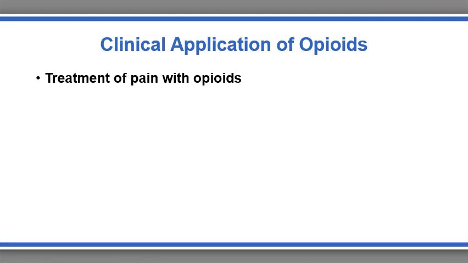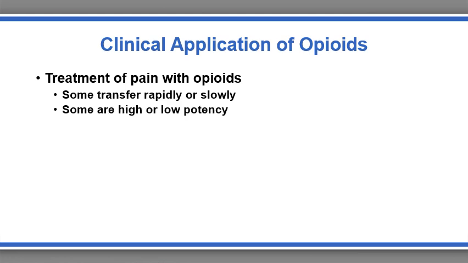In the case that we're treating pain with opioids, we're going to spend time talking about pain medications, both non-opioid and opioid applications of drugs. Again, treatment of pain with opioids. Some opioids can transfer rapidly or slowly. Some have both high or low potency. So the transfer between the plasma and the target site strength is going to determine whether an opioid is considered a high or low potency opioid.